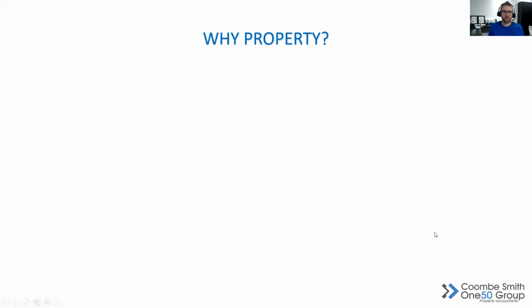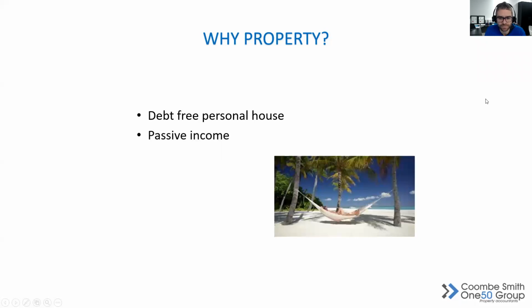So we'll start off with some basics. First of all, why would you look at buying property? To me, there's two things that you want to aim for. You want to have a debt-free personal house long term, and you want to have a passive income.